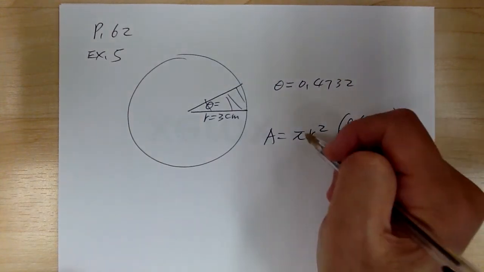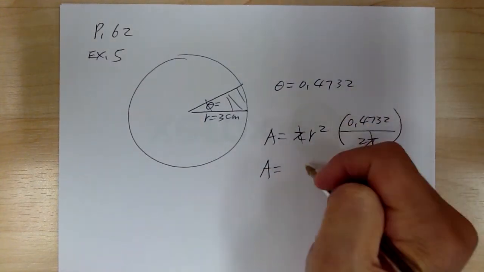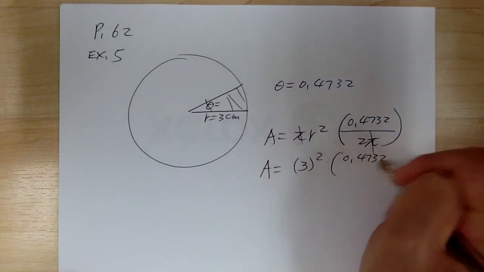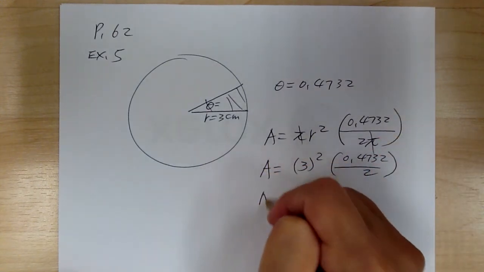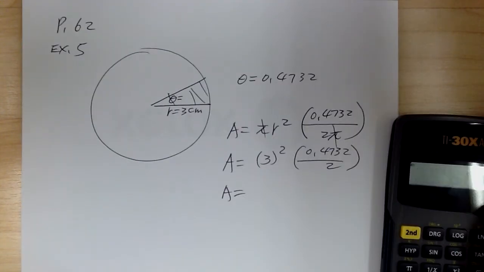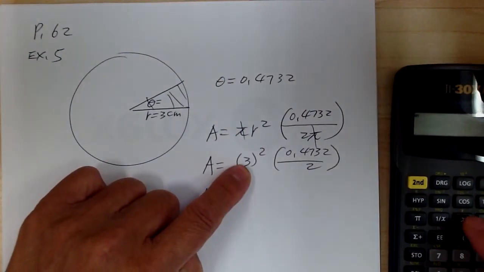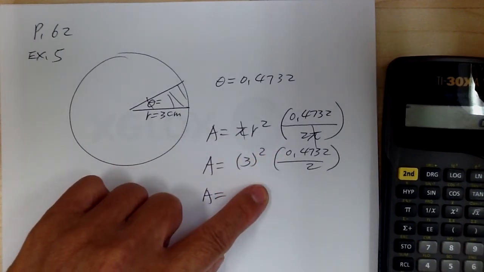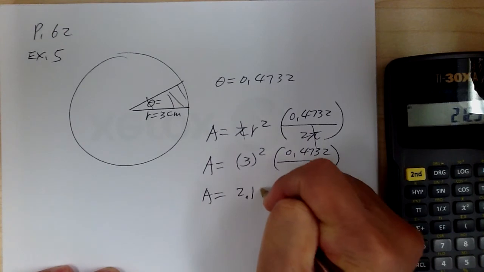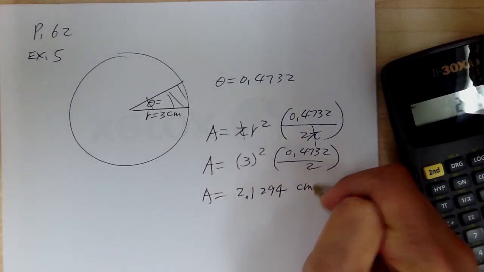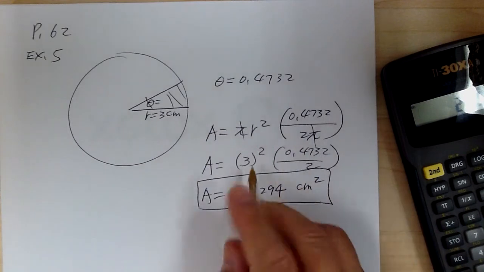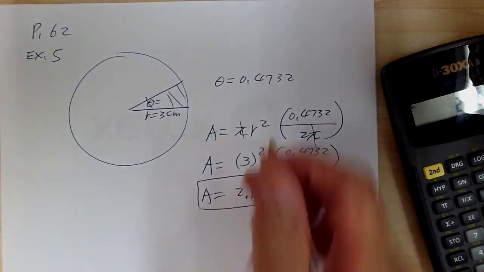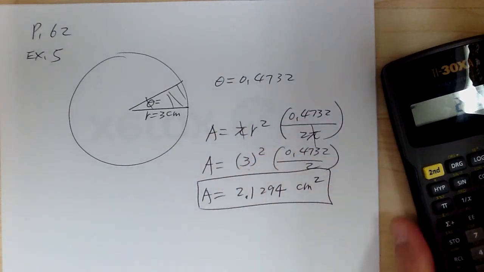The pi can cancel out, and you can put in the numbers, so 3 squared times 0.4732 over 2. Again, write down the steps. It helps you to think through. So get the calculator and punch in all the numbers. So 3 squared times 0.4732 divided by 2 equals 2.1294, and the label would be centimeters squared, because centimeter times centimeter is where the square came from. This is 3 centimeters squared.